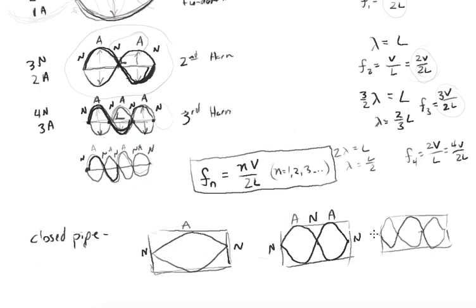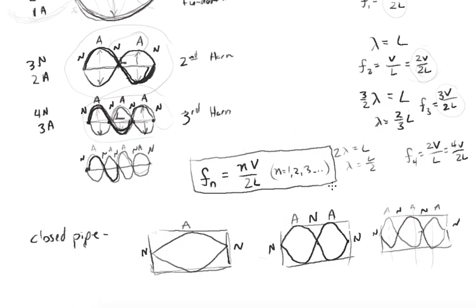For some reason my drawing is getting worse, but node, node, node, node, antinode, antinode, antinodes, right? The antinodes are that area. And again, that matches this one, and the fourth one will match this one. So it turns out that for a closed pipe, this same equation works.